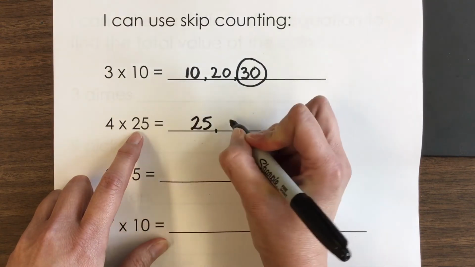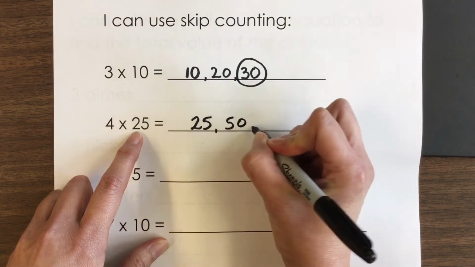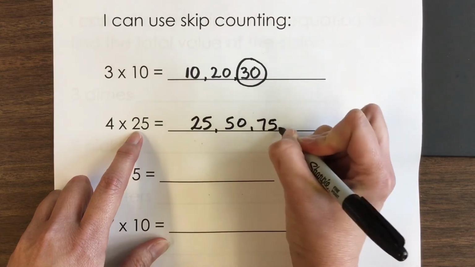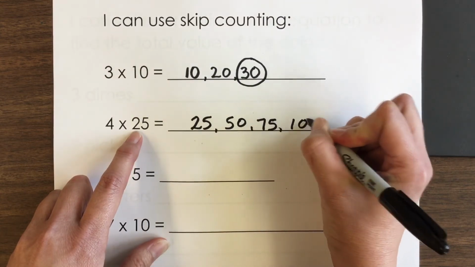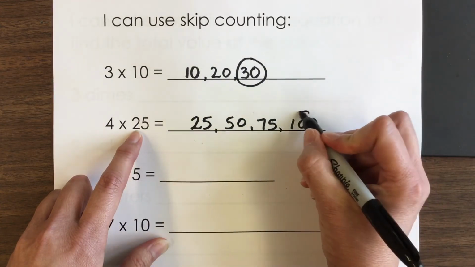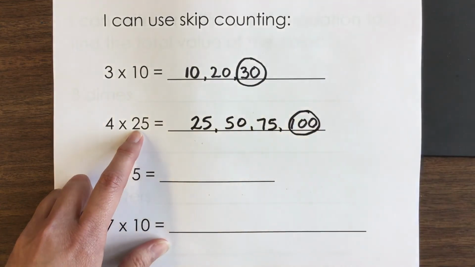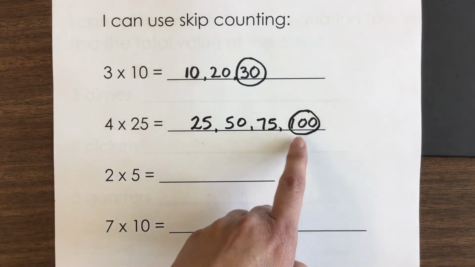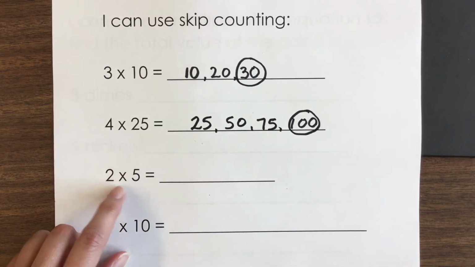25, 50, 75, 100. 1, 2, 3, 4. The fourth number is 100. So I know 4 times 25 is 100. How about 2 times 5?